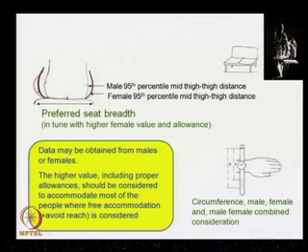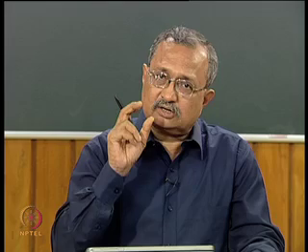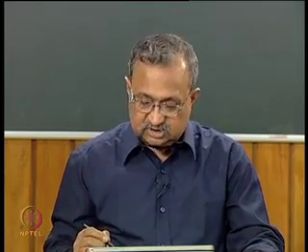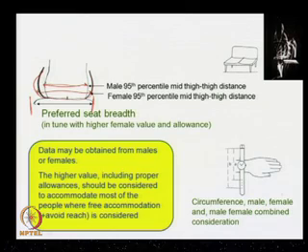Now, if we see the male 95th percentile of thigh to thigh distance and the female 95th percentile of thigh to thigh distance, which one should we consider? Instead, take combined data, male and female combined, and then take its 95th percentile. Then, most of the people, male and female, below that combined 95th percentile of hip breadth may be accommodated in this seat.